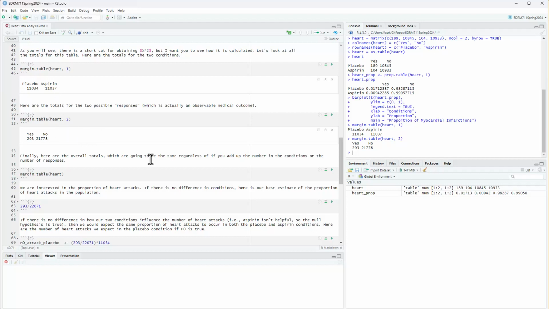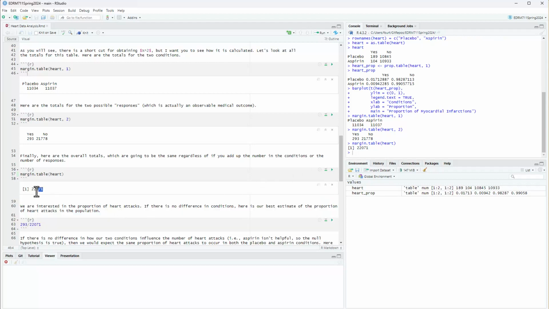In other words, ignoring whether they had a heart attack or not up here. I was going to say whether they said yes or no, but no, it's whether or not they had a heart attack. And down here, ignoring whether they're in the placebo or aspirin group, here's how many heart attacks we had, 293 for everyone in the study. And if we take the overall total, we get 22,071. So why am I calculating those, what we call marginal totals?